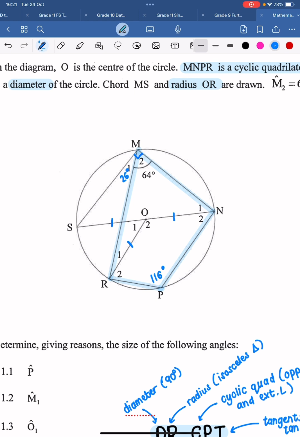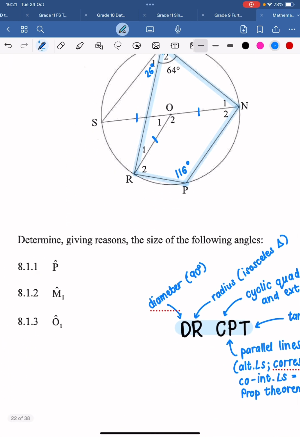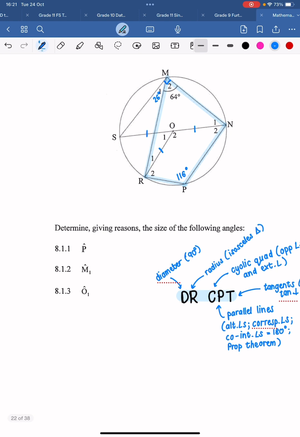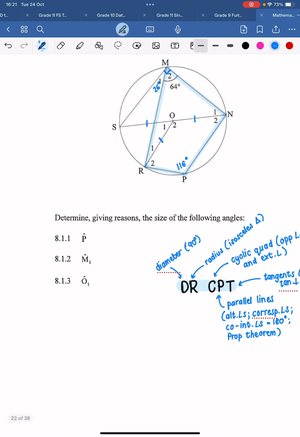It's a very good thing also that whichever angles you've calculated, you fill them in on your picture, because often you need to use the answer to question 2 in your answer to question 3, which is actually what's going to happen here. Apologies for that dog barking in the background. O1 is the next one that they're wanting us to find. O1 is this angle over here.